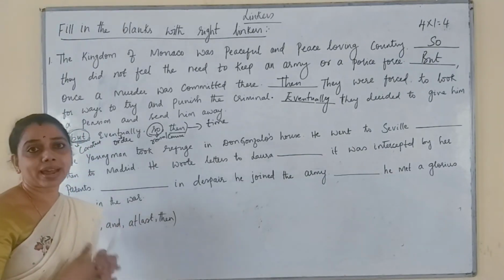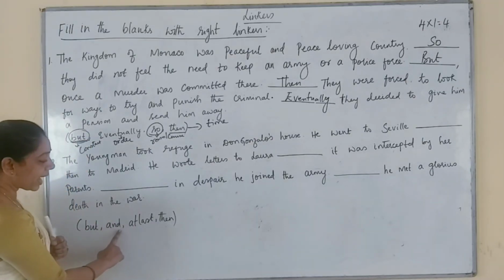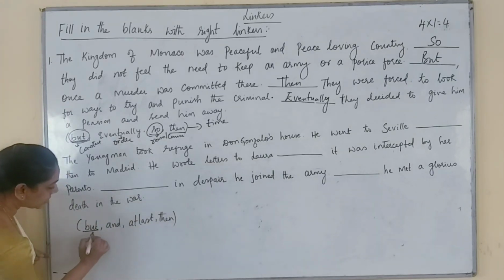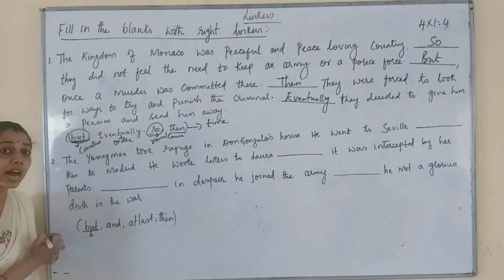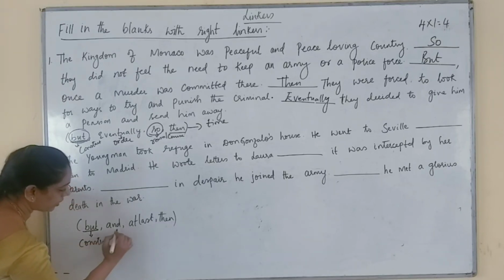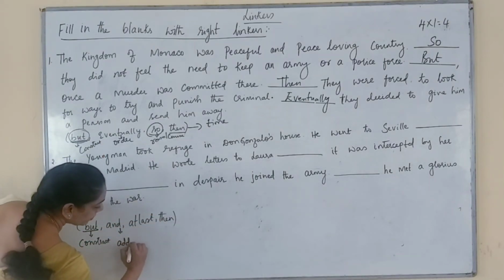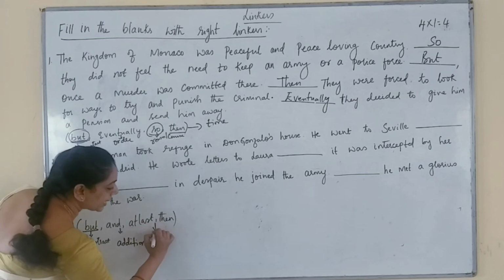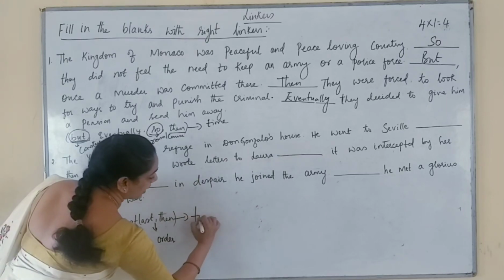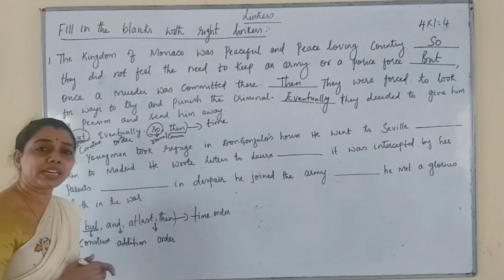So this is the paragraph and these are the linkers given to that paragraph. But, and, at last, then. Okay? Look at this. When do we use but? It is contrast, opposite meaning. When do you use and? In addition. And is an additional linker. What is at last? Order. Finally. Then, after that, is again time order. So these are the meanings of these linkers.